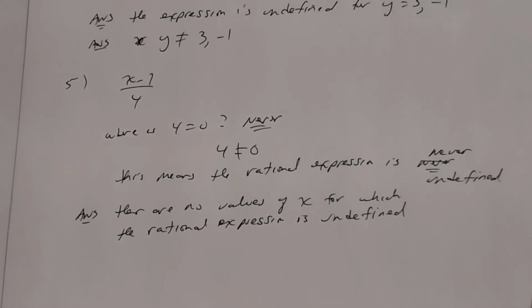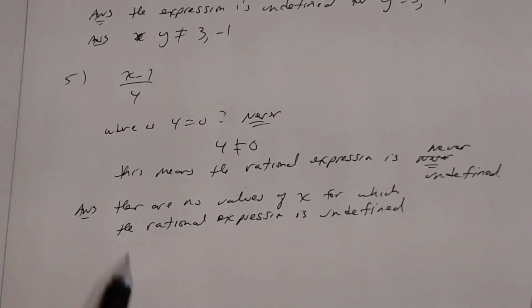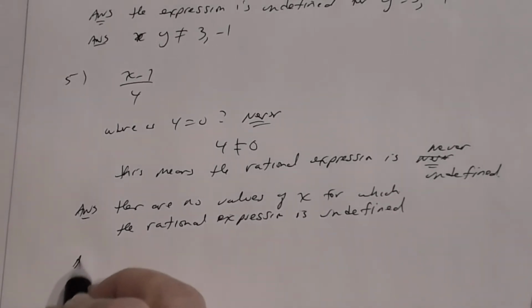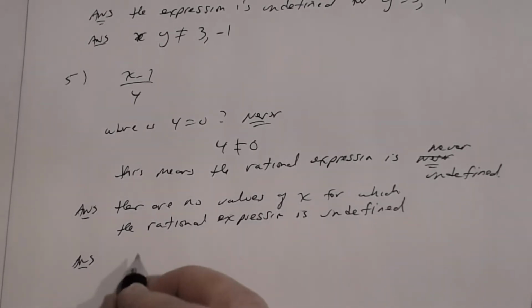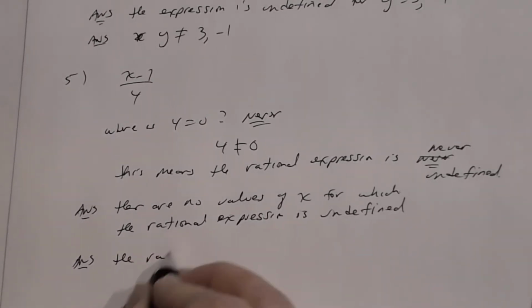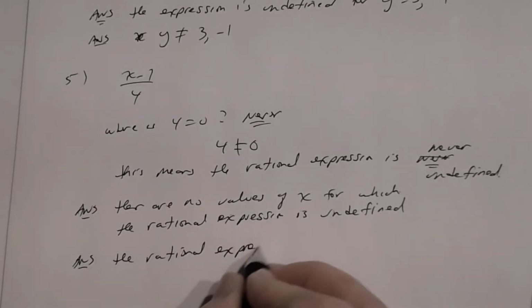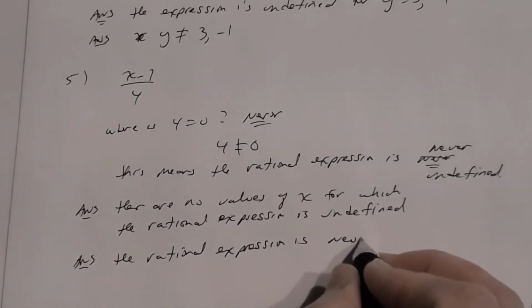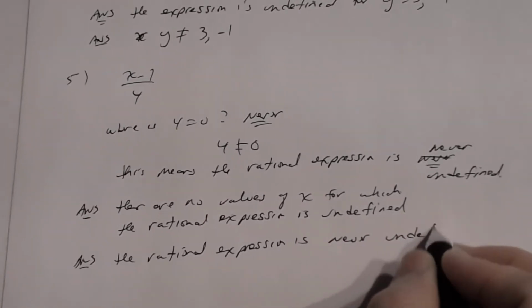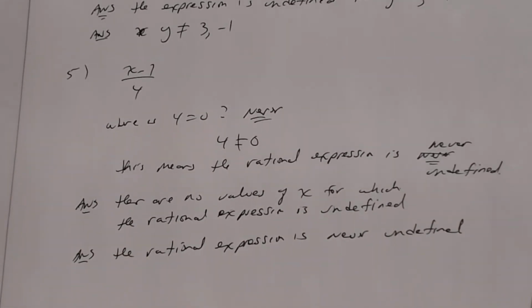Now, you can also say this. See how I wrote there are no values of x for which the rational expression is undefined. You can also say this. You can condense this statement to something like this. You could say the rational expression is never undefined. Okay? So those two mean the same thing.